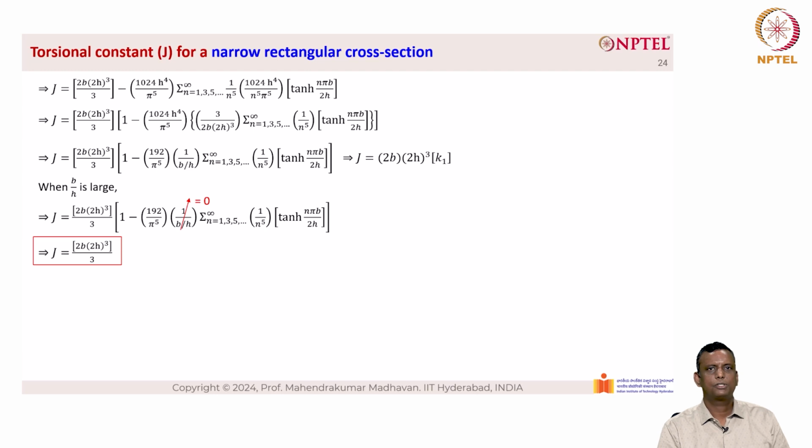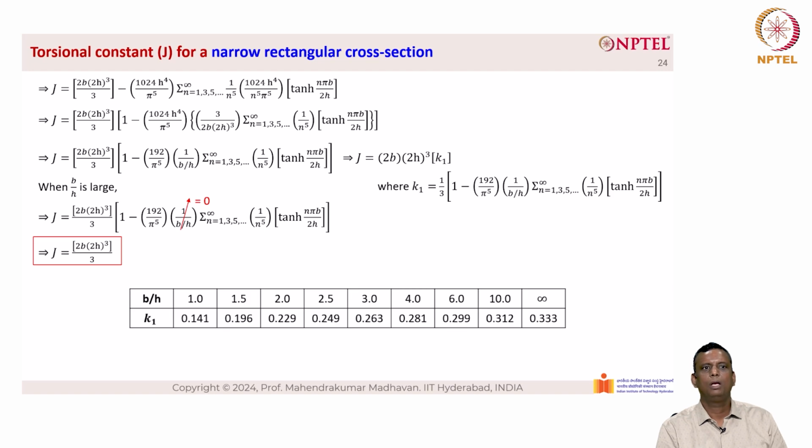If that is not possible, we can say that J equal to 2b into 2h the whole cube into k1, where k1 is given as the value of 1 by 3 into 1 minus 192 by pi power 5 into 1 by b by h into sigma n equal to 1, 3, 5 up to infinity 1 by n power 5 into tanh into n pi b by 2h. Now the value of k1 depends on the aspect ratio of b by h. When b by h equal to 1, the value of k1 is 0.141, but when b by h is tending to infinity, its value boils down to 1 by 3 or 0.333, as you can see here.